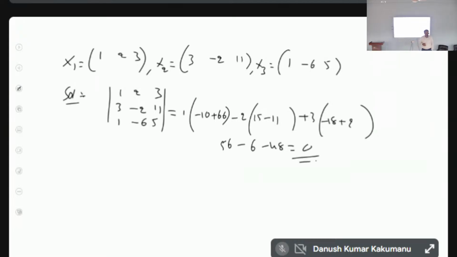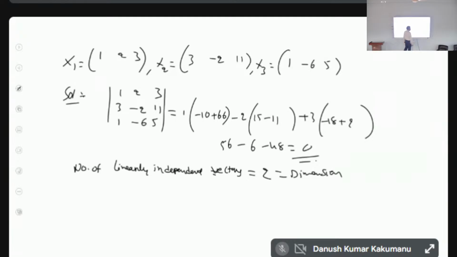The determinant formed by the three vectors is 0, so the vectors are said to be linearly dependent. Now, the number of linearly independent vectors is the rank of this matrix. How much is the rank of this matrix? It is 2. The rank of the matrix will not be 3; the rank of the matrix is 2. The number of linearly independent vectors is equal to 2. That is called the dimension. What is the dimension? The number of linearly independent vectors.